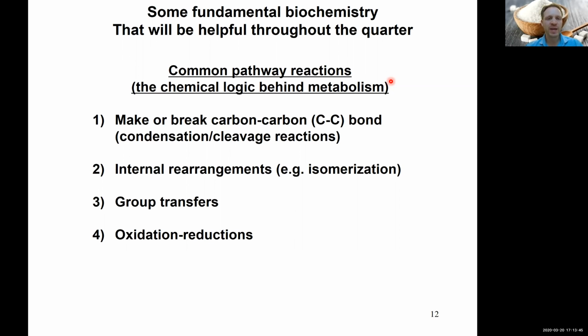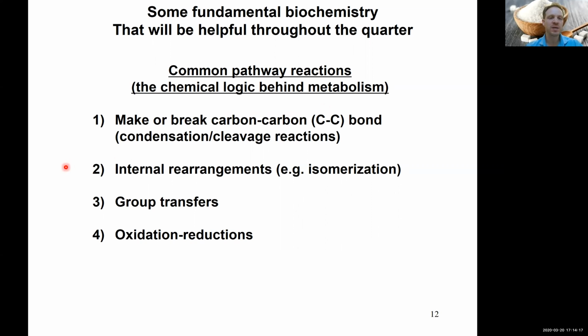And so the first one that I have here is sort of the making or breaking of carbon-carbon bonds. And these are called condensation or cleavage reactions. So these are reactions that allow us to break more complex hydrocarbon or higher functionally modified compounds apart at their carbon-carbon bonds. And you will see already later on when we start to talk about the breakdown of sugars, how important these carbon-carbon bonding reactions are.